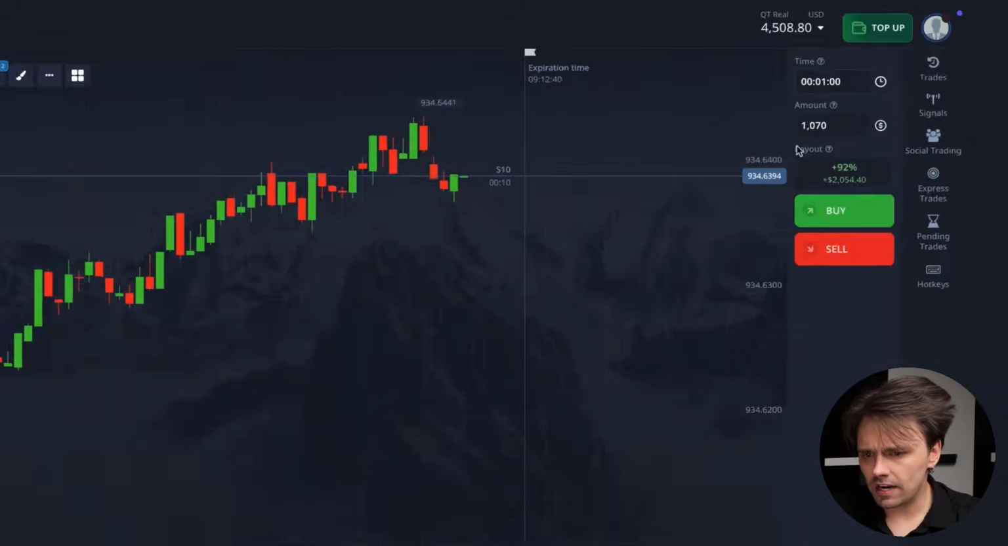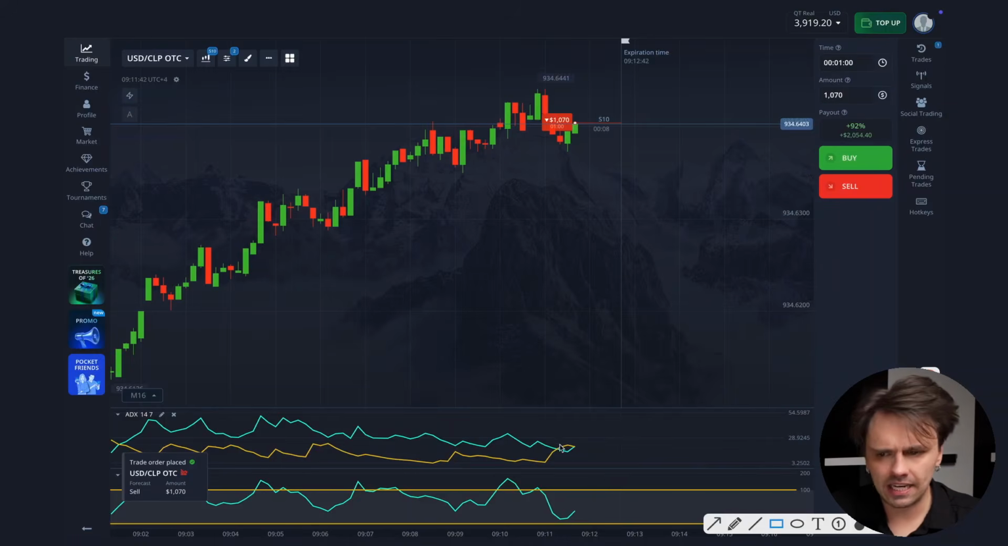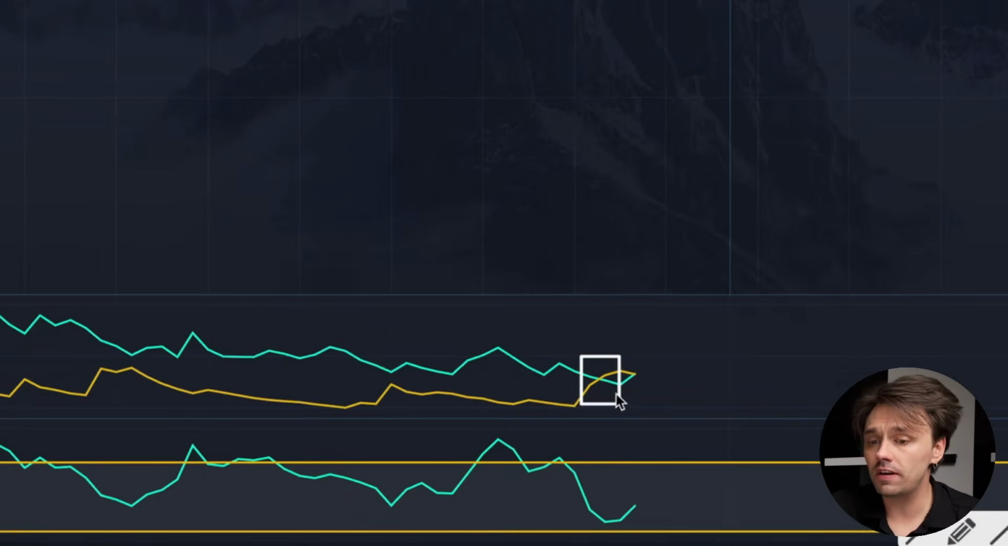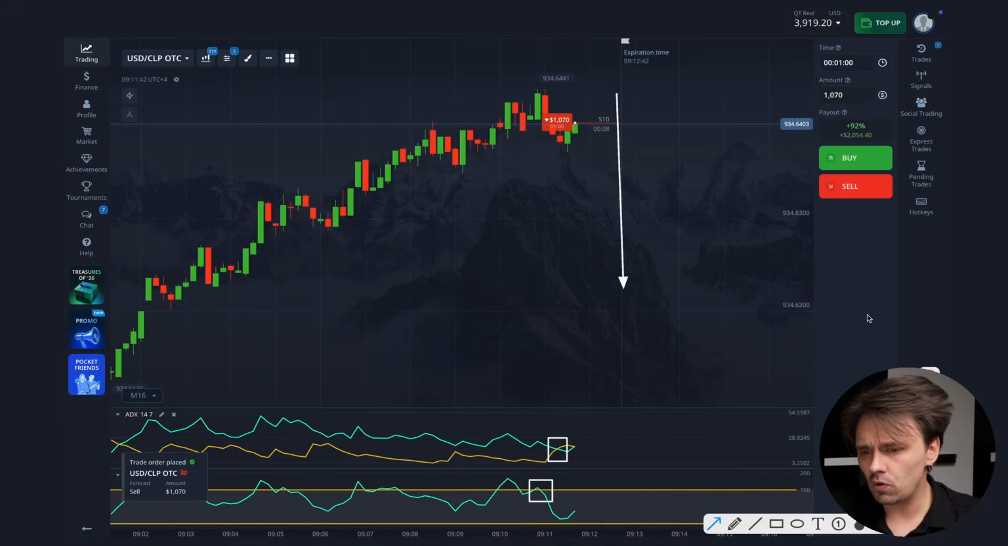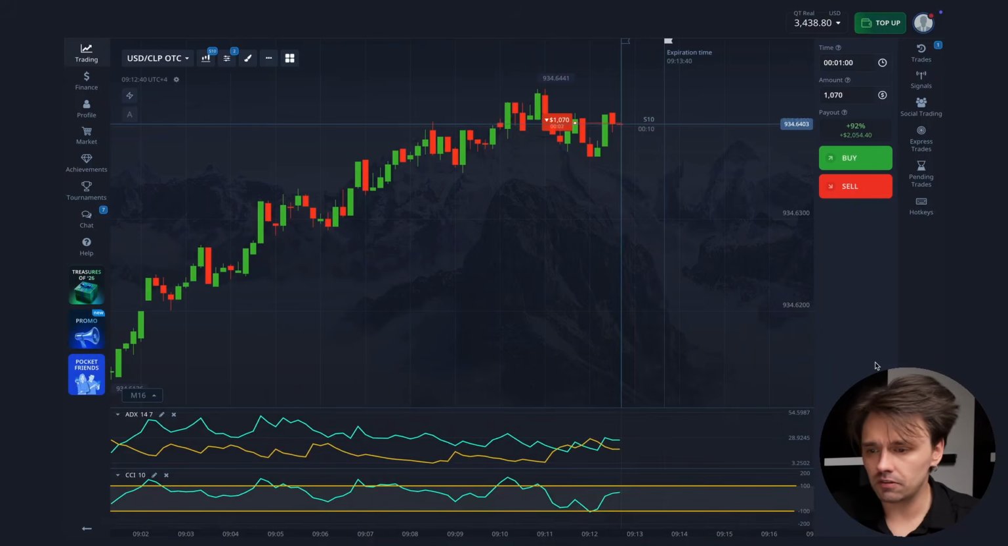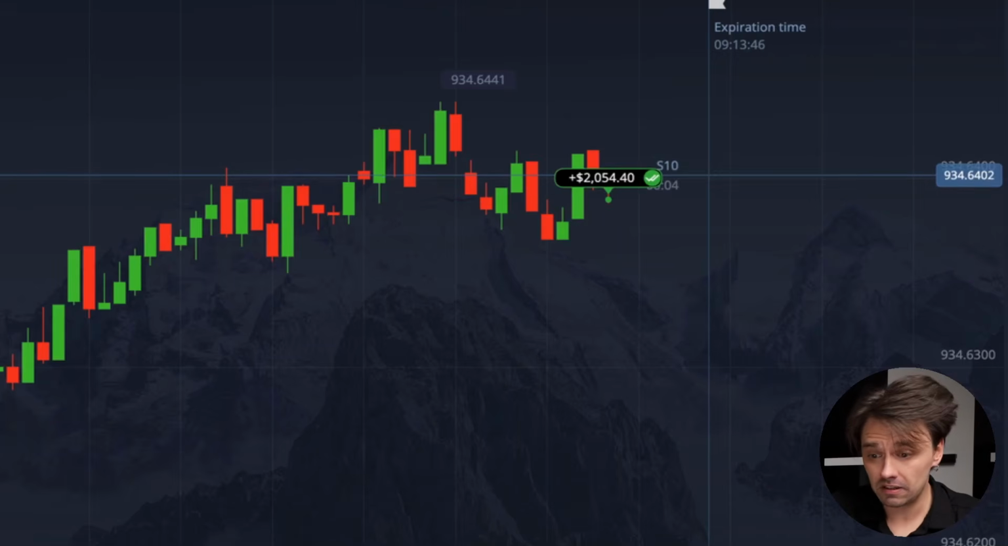So I'm opening another trade again to the downside for $1,070. ADX shows the transition of strength from bulls to bears. CCI shows that the market was overheated with buying. It's more logical to move down. The candles show the stop of growth and seller pressure. So we're waiting for the trade to close, and it brings me $2,054 to the balance, which is pretty much what I expected once again.